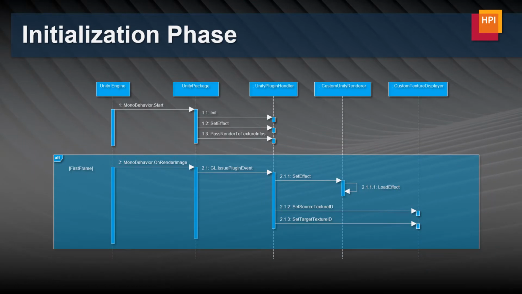This sequence diagram shows the initialization phase of the plugin. Since the usage of graphics device functions is limited to a special rendering context inside the engine, the initialization phase is divided into a data transfer phase and the actual initialization phase, where the saved data is applied to the use of graphics device specific code.